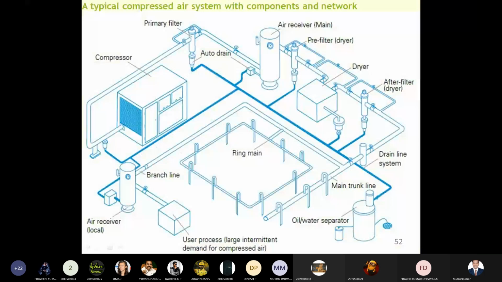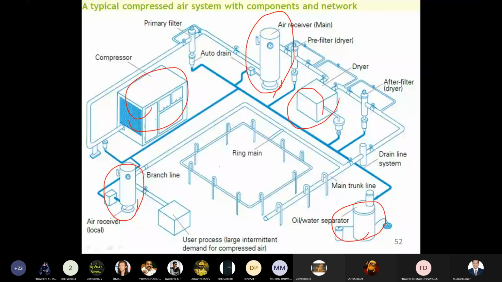So we have the compressor here, and the air receiver here. The air gets compressed and is stored in an air receiver, and again a main. Then we have dryers, oil separators, oil-water separators. Then we have primary filters. Then this is supplied to the main trunk line. From this main trunk line, we can connect the branch lines. So this is an actual company setup of a compressed air system.